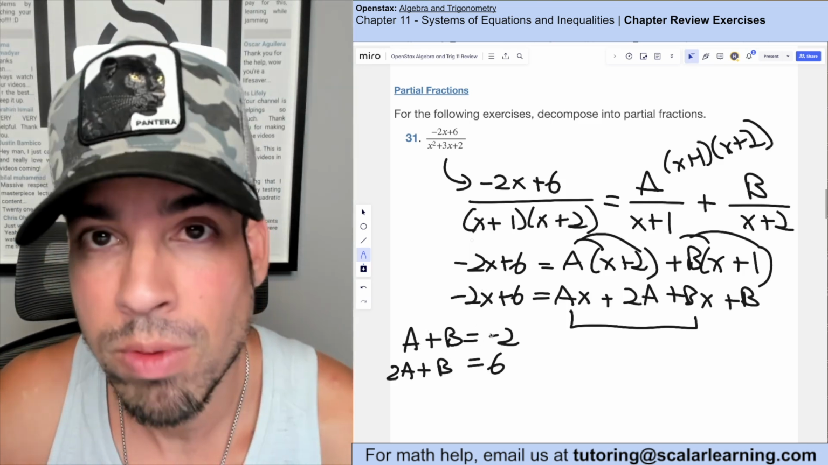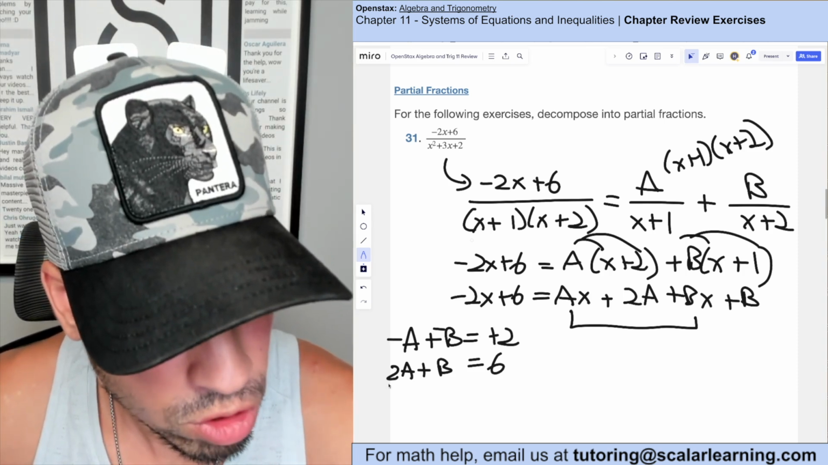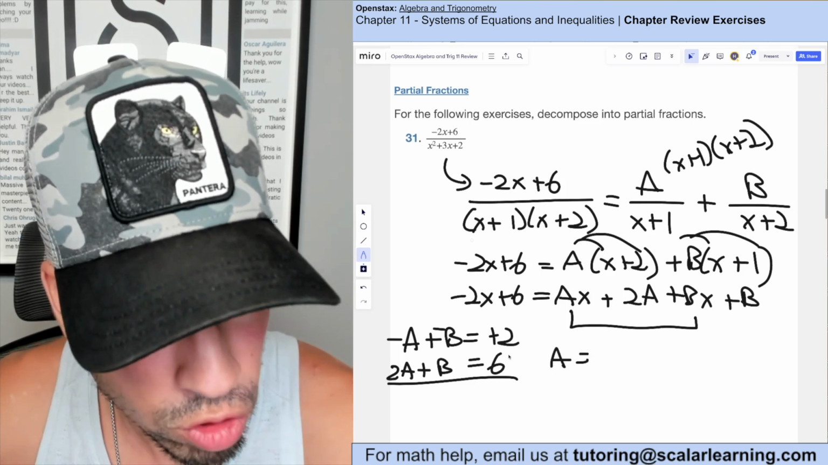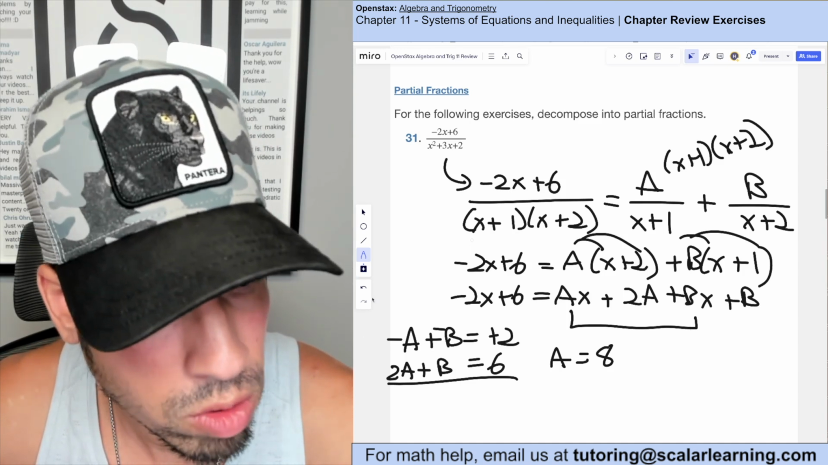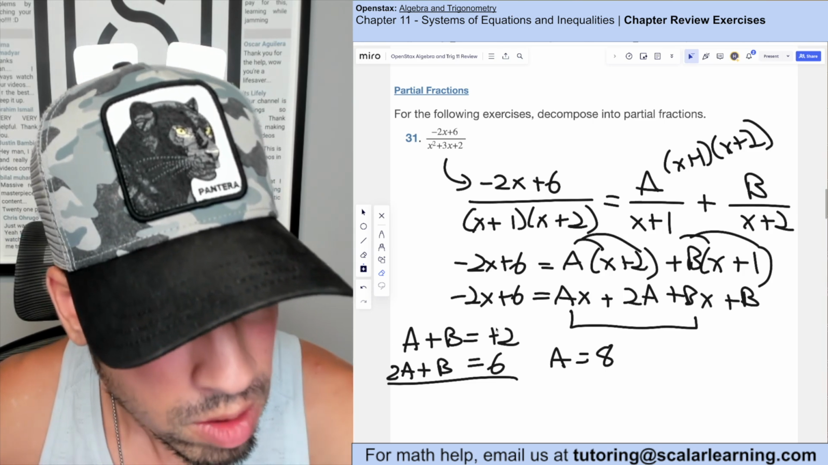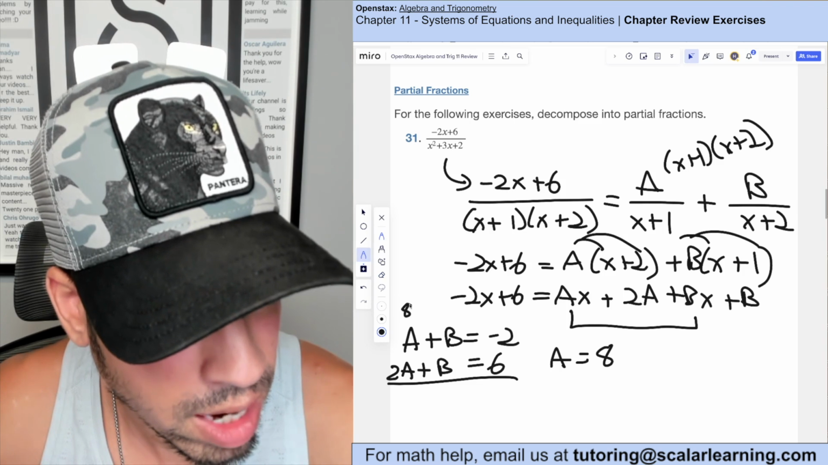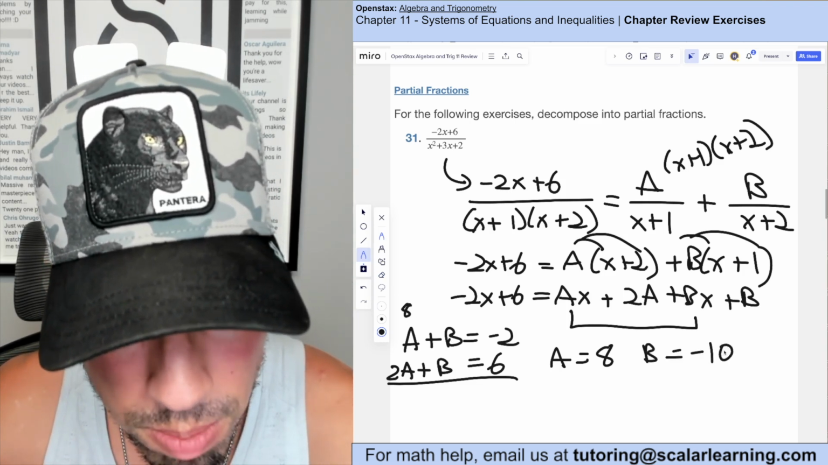So now I'm going to solve using elimination. Negate the first equation, and let's add these two together, and the B's cancel out. -A plus 2A is A. -2 plus 6 equals 4... A equals 8. And then coming back to our original equation, since I know that A plus B equals -2, if A is 8, what plus 8 gives us -2? That's -10. So we got B is -10.